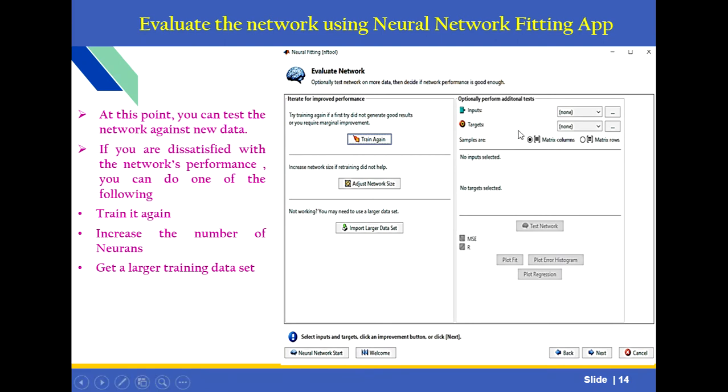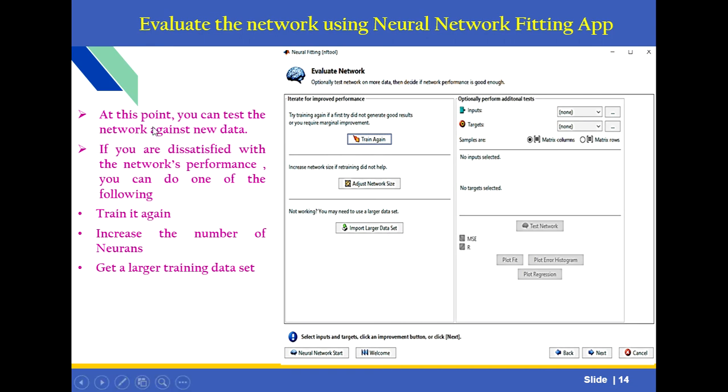Next we evaluate the network using the fitting app, this one. In this evaluation of the network, optionally test the network on more data, then decide if the network performance is good enough. If you are not satisfied with the output, train again. You can also adjust the network size. You can increase the input data sets, and you can also increase the hidden neuron value.